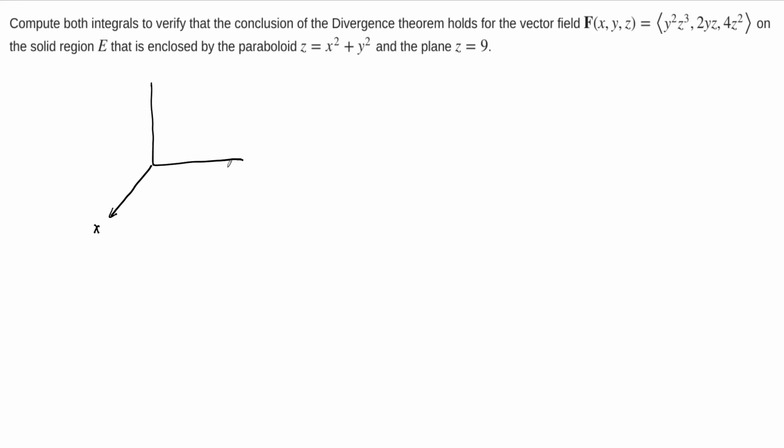So here's a 3D coordinate axes, x, y, z axes. The paraboloid here is just a standard paraboloid that opens upward. So this is opening upward in all directions, and it's normal, standard sized, so to speak. And then here's our plane. We'll call this z equals 9, and this cuts off our paraboloid in a disk right here, right? And so the solid region is E, the solid region is what's bounded in between here.